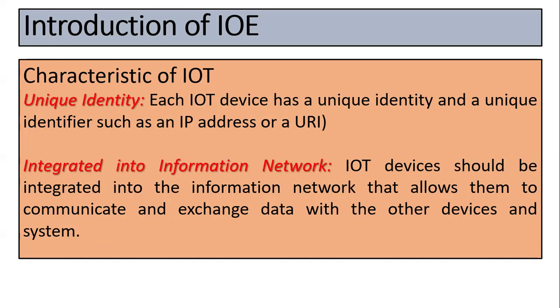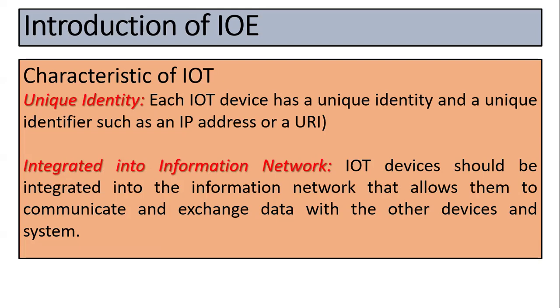The next important one is unique identity. Each IoT device should have a unique identifier, such as an IP address or a URL. So again, there should be a unique identity, because whenever we connect any device to the internet, every device should have an IP address by which it can be recognized, so that the device can be identified. So that unique identity is a requirement which is to be maintained by the IoT device.